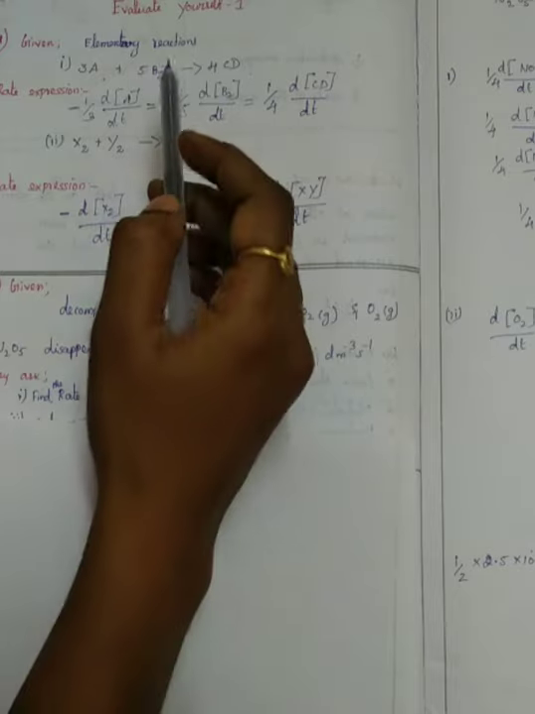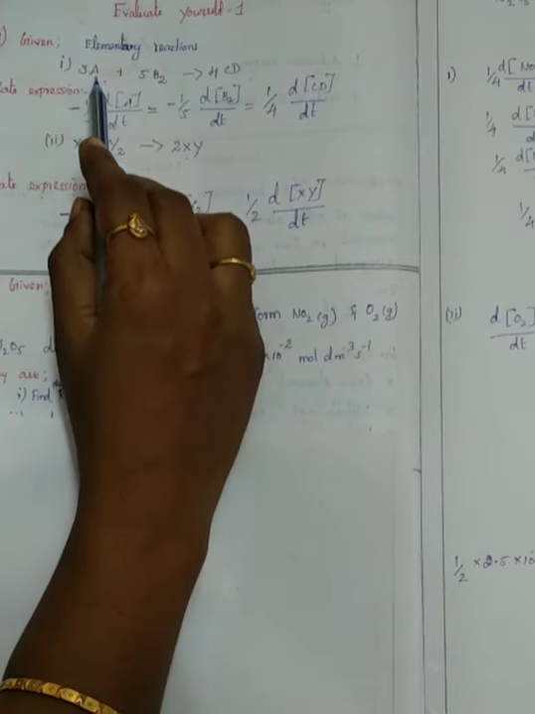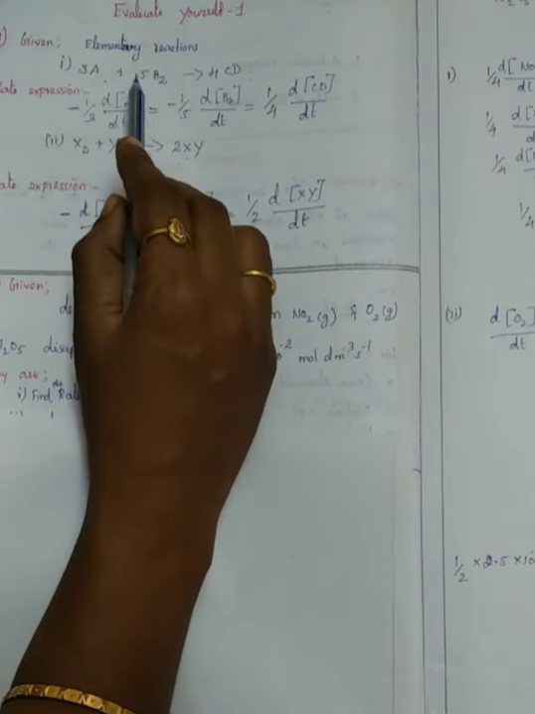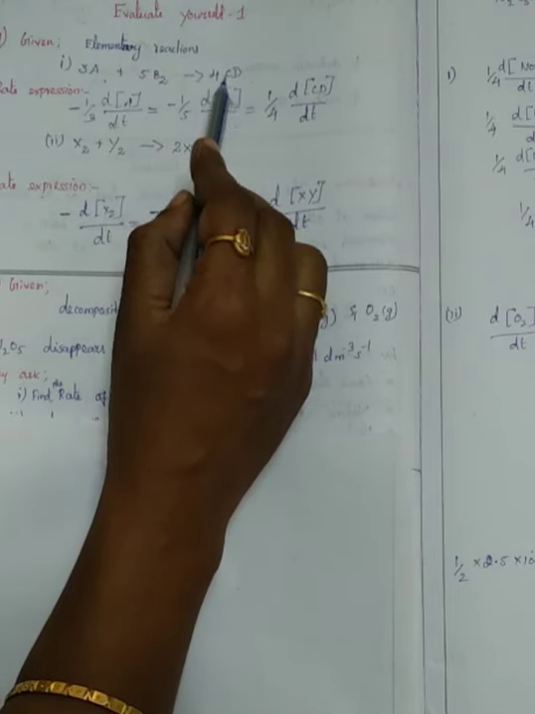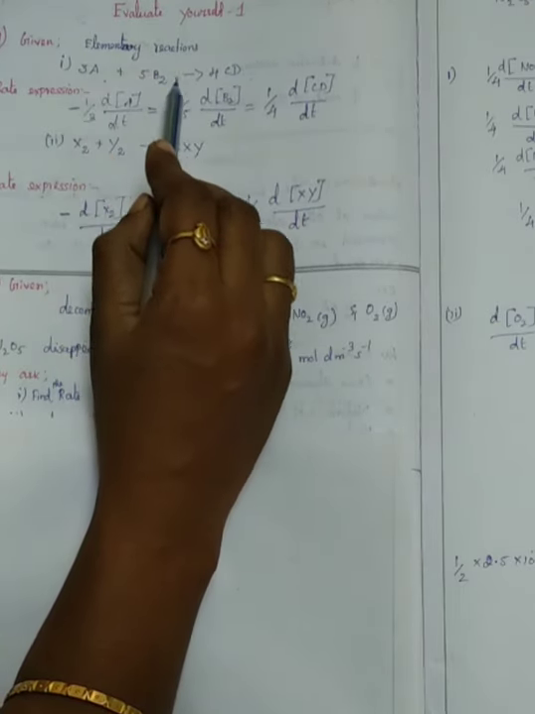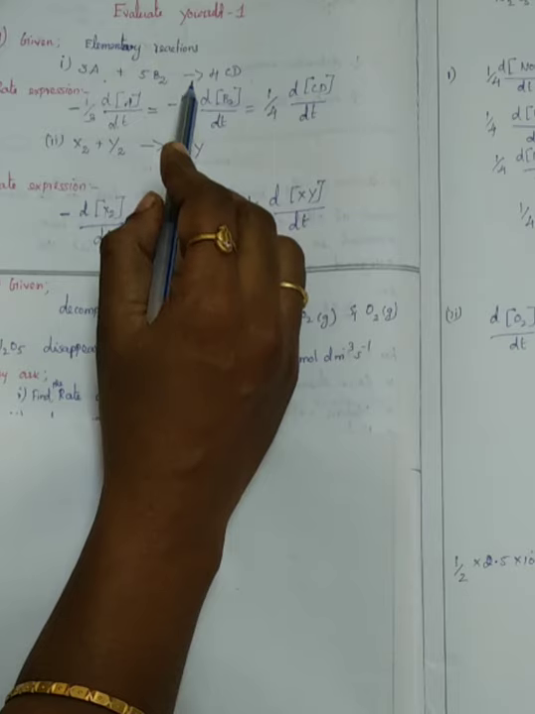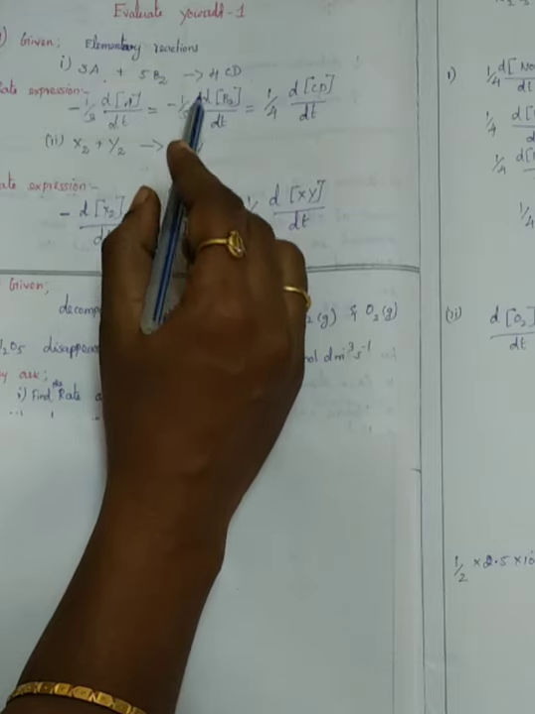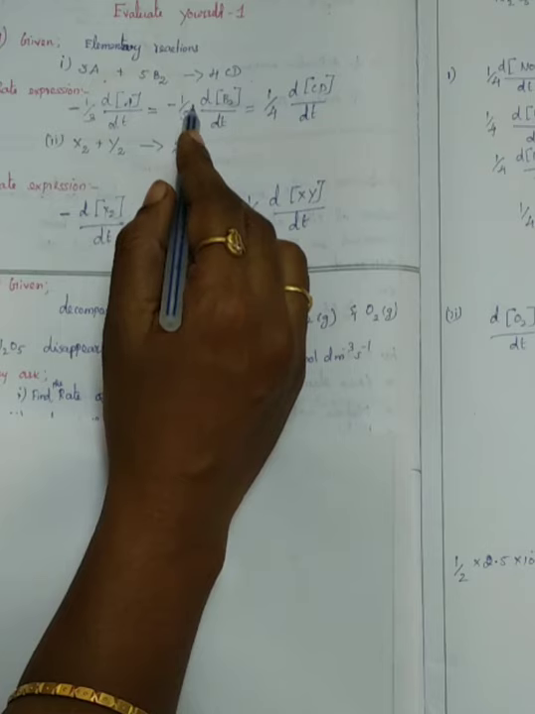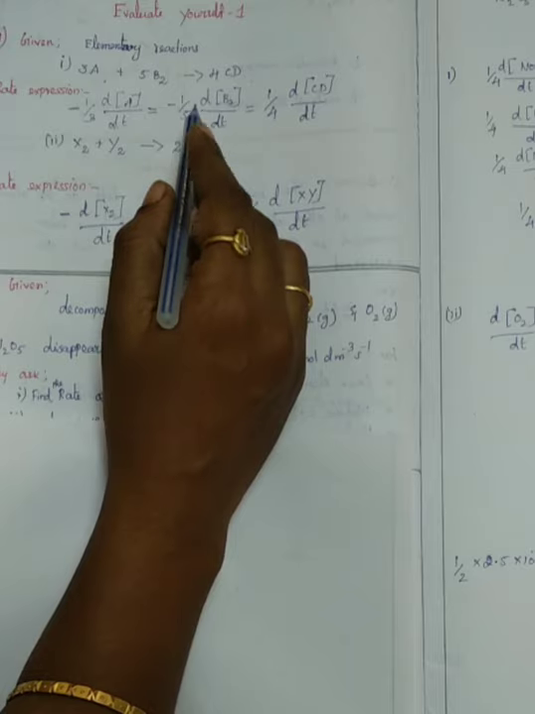So the first equation is 3A + 5B2 gives 4CD. Before we write the rate expression, we have to know which is the reactant and which is the product. Then for the reactant, which sign has to be used, and for the product, which sign has to be used. That also we have to know.